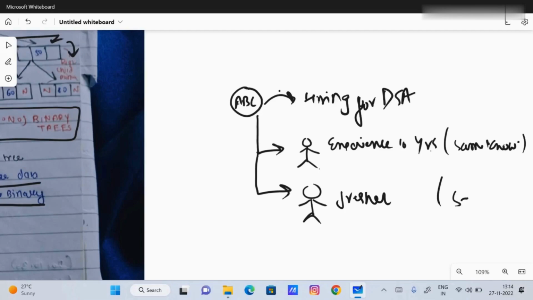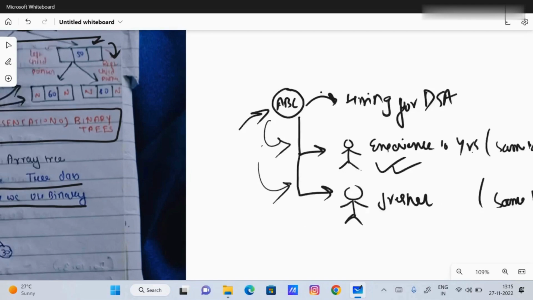Okay, both have the same knowledge. So, what we have done is taken an organization, a new college. It is hiring for a DSA faculty member. They have got two applicants. The first one is the experienced one, at least 10 years, and the second one is a fresher. Whom would the organization prefer? Definitely the experienced one, and he will definitely pay him much better than the fresher.